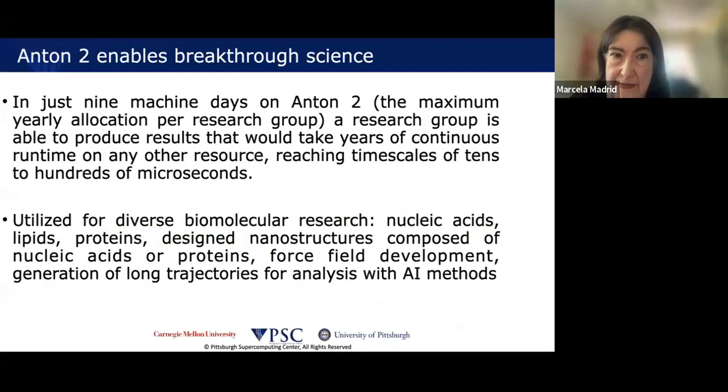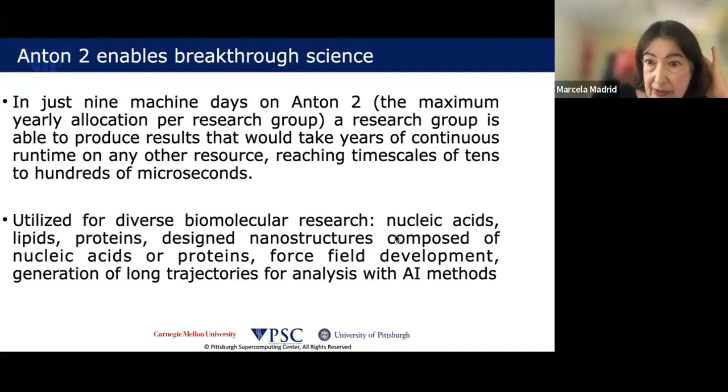Anton 2 enables breakthrough science because in just 9 machine days of Anton of simulations, which is the maximum yearly allocation per research group, a research group is able to produce results that would take years of continuous runtime on any other resource, reaching timescales of tens to hundreds of microseconds, as I said. And it is applied to problems in biomolecular research, such as nucleic acids, lipids, proteins, nanostructures, force field development, because it allows you to test force fields, and also applications in artificial intelligence because of the analysis of very long trajectories that can then be fed into AI methods.